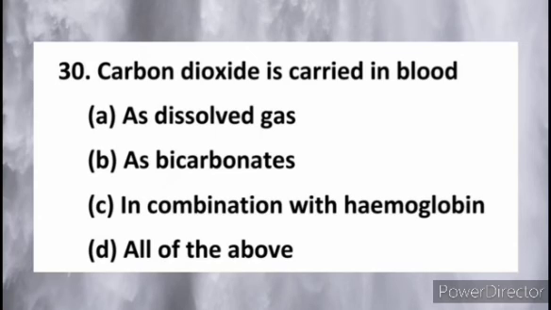As bicarbonates, 70% of carbon dioxide is carried in blood as bicarbonates. 23% of carbon dioxide combines with hemoglobin. 7% of carbon dioxide is carried as dissolved gas in plasma. Okay, so this is how carbon dioxide is carried in blood. As bicarbonate 70%, in combination with hemoglobin 23%, as dissolved gas 7%. Okay, so the answer is all of the above.